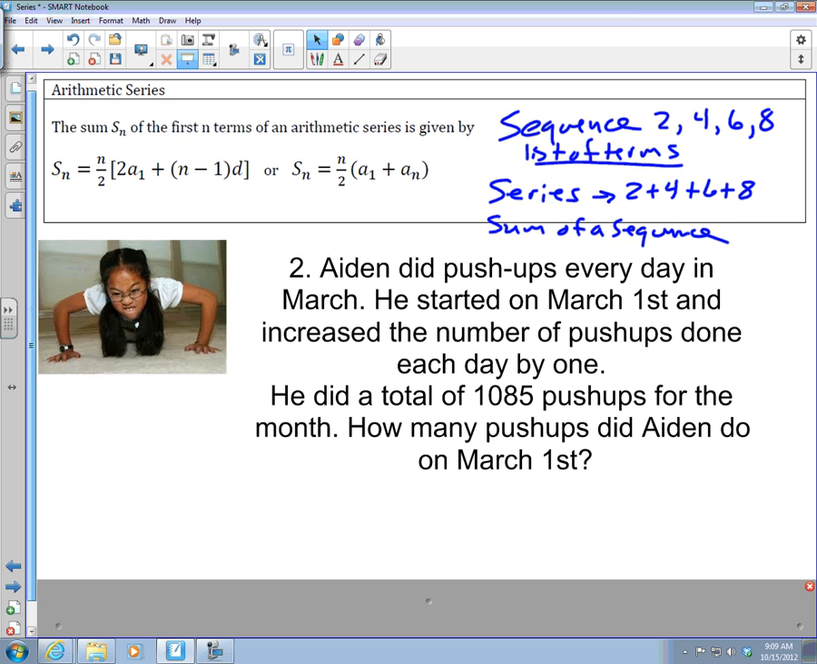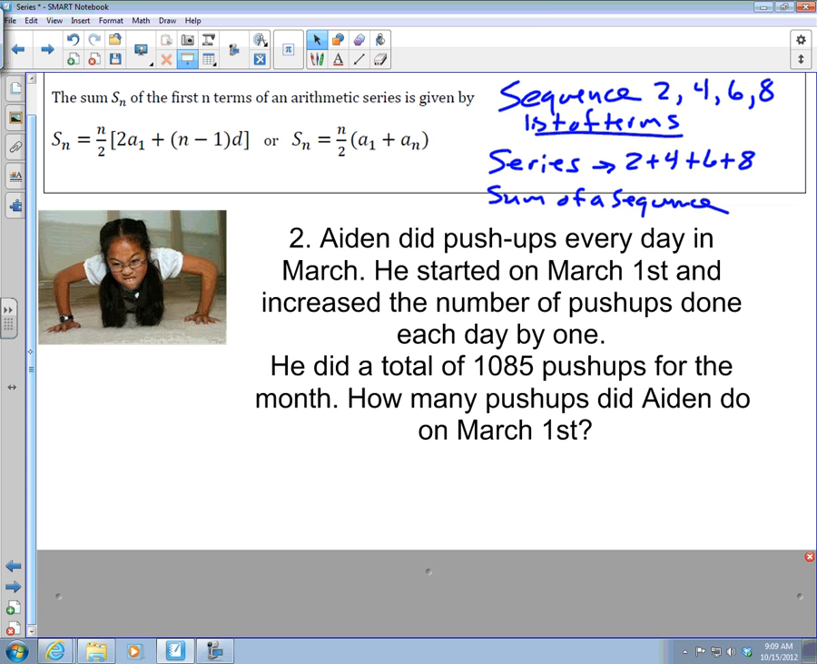Okay. There we go. Aiden did push-ups every day in March. He started on March 1st and increased the number of push-ups done each day by 1. He did a total, this is the sum of all the push-ups he did, of 1,085 for the month. How many push-ups did Aiden do on March 1st? Basically, how many push-ups did he do that first day? So we got to look at what we know and what we don't know.